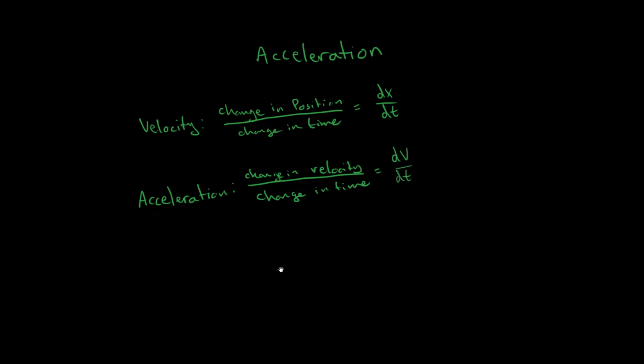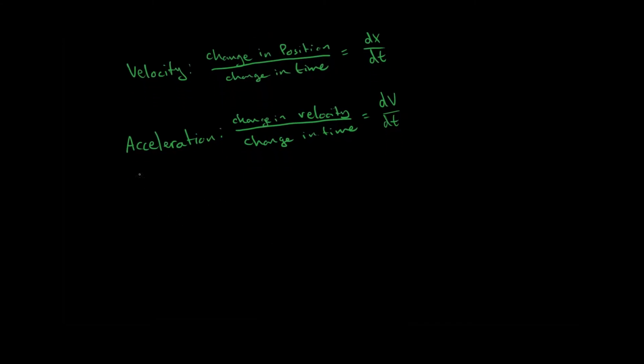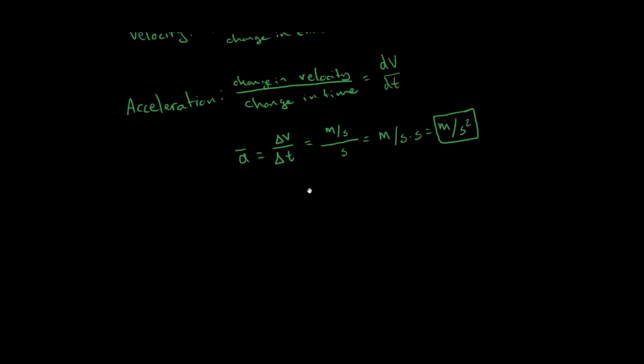Okay? So basically the equation for acceleration, again, we're going to write it as the average acceleration. We can say is my delta v, so my change in velocity divided by my change in time. Now, the units for this, if we think about it, the units for velocity are meters per second divided by seconds, which comes out to be meters per second times 1 over second, which is just meters per second squared. So this is the units you will see associated with acceleration.